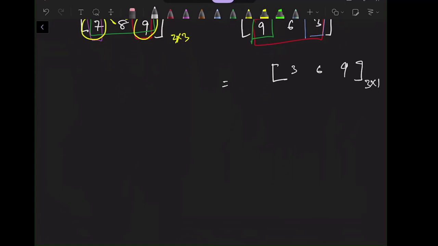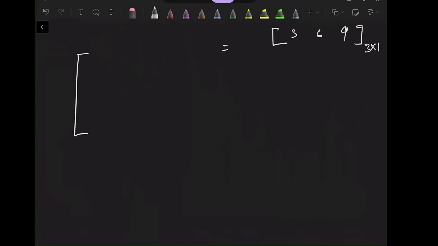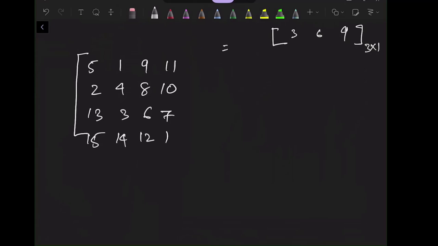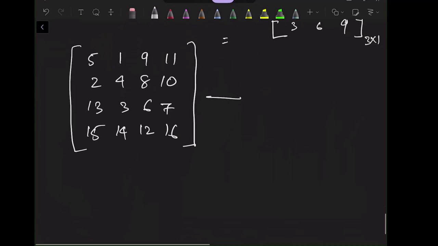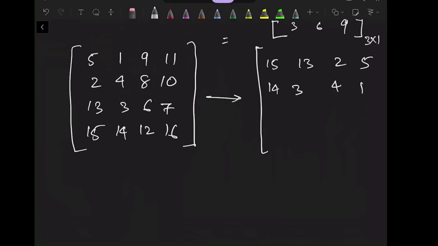So the second example in the question was 5, 1, 9, 11, 2, 4, 8, 10, 13, 3, 6, 7, and then we have 15, 14, 12, 16. Okay, so this would transform to 15, 13, 2, 5, 14, 3, 4, 1, 12, 6, 8, 9, 16, 7, 10, 11. Okay, so let's start from the outermost.